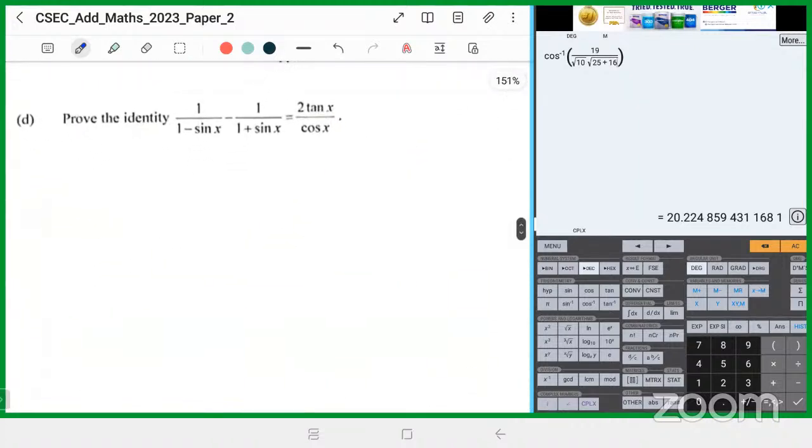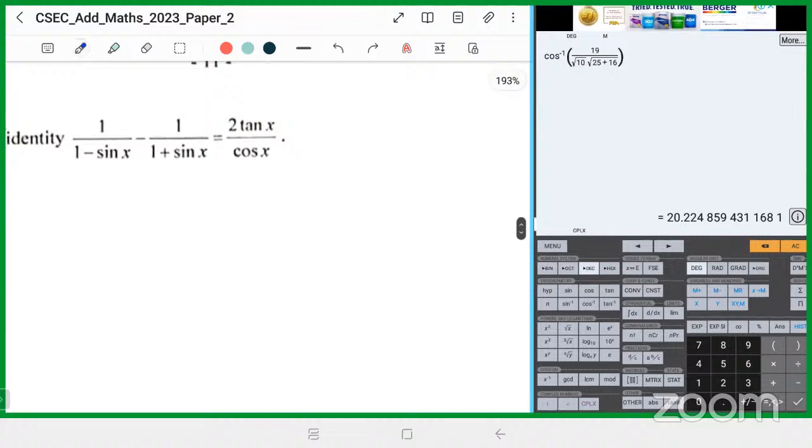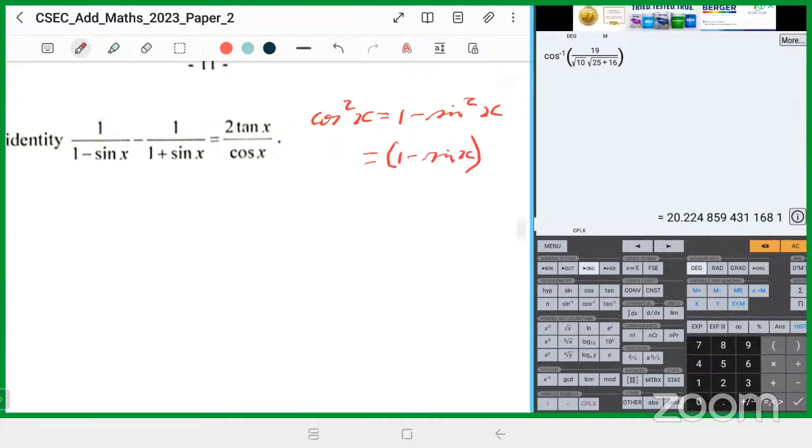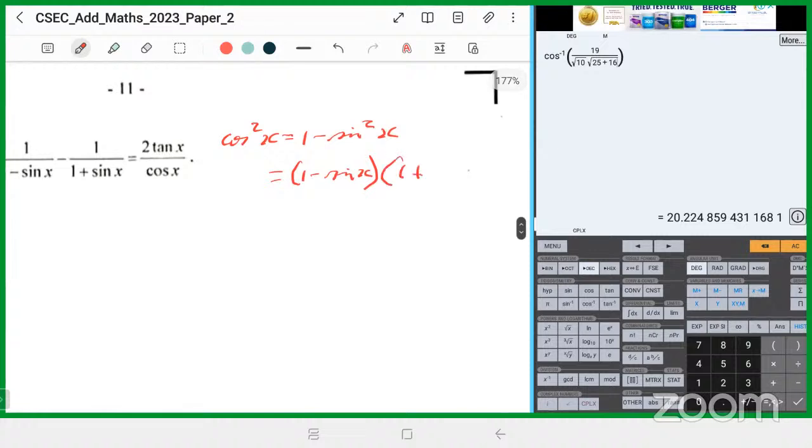All right, so we have this proof to do. All I need to do is make these into one fraction. It works itself out. Something to make note of before we proceed: every time I see 1 minus sine and 1 plus sine, I know that it comes from cos squared x, which is 1 minus sine squared x. And the 1 minus sine squared x becomes 1 minus sine x times 1 plus sine x.